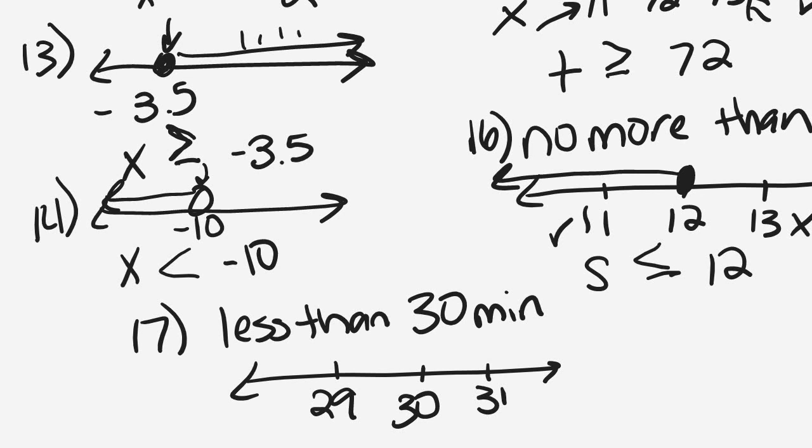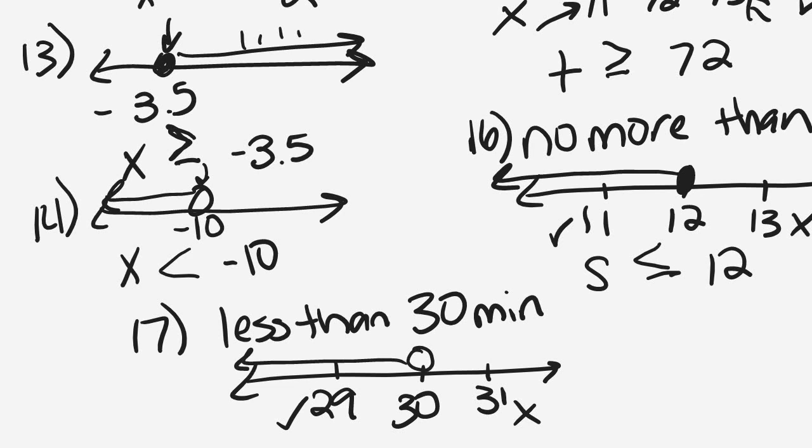All right, 29. So less than 30. So can it be 30? Nope, cannot be 30. It has to be less than 30. So open circle on 30 does not include the 30. All right, I want it to be less than 30. So can it be 31? No, that's more than 30. Can it be 29? Sure can. I'm going to draw my arrow in the direction of the check mark.